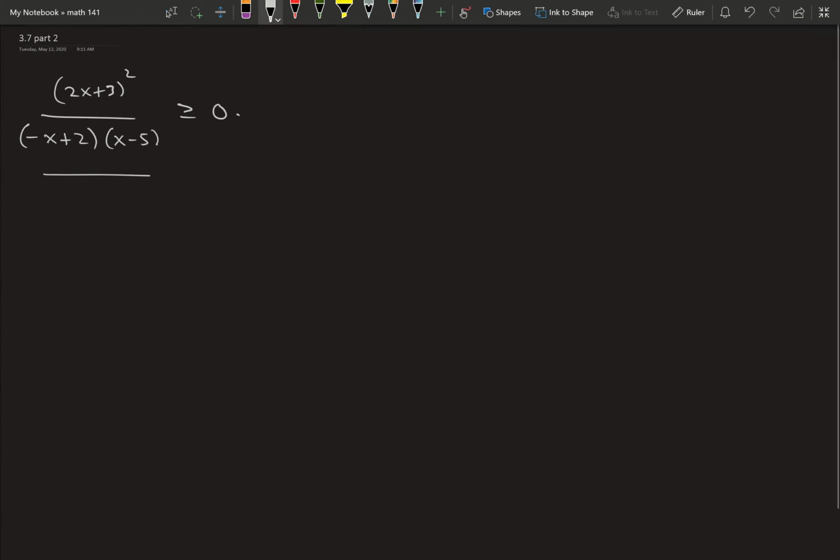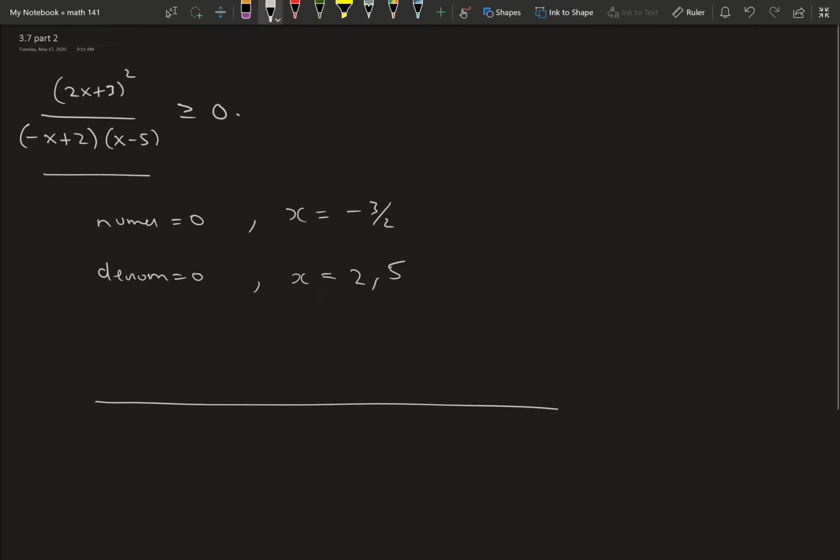Okay, we're going to finish up 3.7 here. We'll start with the exercise from the last video. What we're going to do here is set the numerator and then the denominator equal to 0 and solve for x. If you do that, you'll get -3/2 from the numerator, and you'll get 2 and 5 from the denominator.